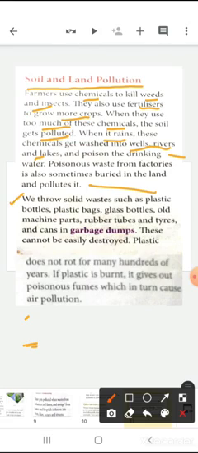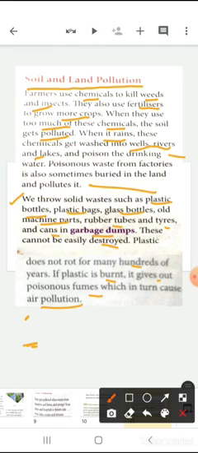Okay, we throw solid waste such as plastics, plastic bags, glass bottles, old machine parts, rubber tubes, tires and cans in the garbage dump. This cannot easily be destroyed. Plastic does not rot for many hundred years. If plastic is burned, it gives out poisonous fumes and turns into air pollution. Okay.